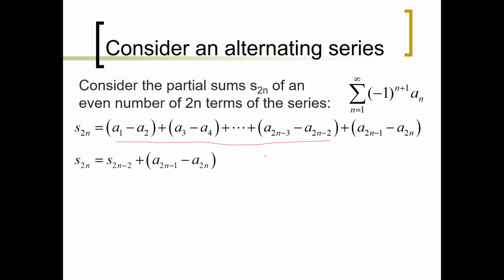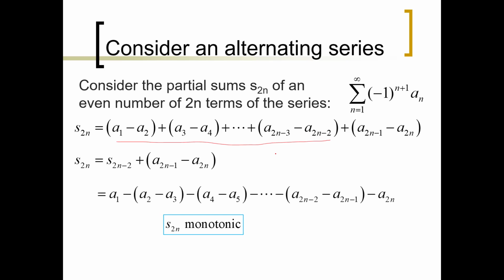More importantly, that means S sub 2n is always greater than S sub 2n minus 2. So that sequence is monotonic. It's always increasing. As a sneaky little trick, notice though, S sub 2n can be written this way by just moving the parentheses and noticing that the double negation is what makes this positive right here, this plus a3.